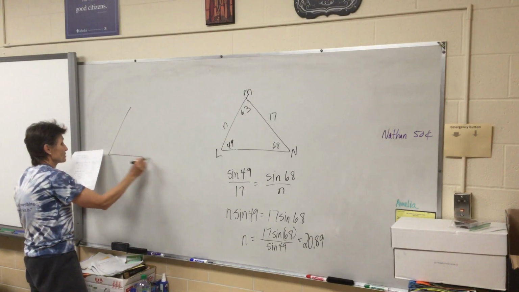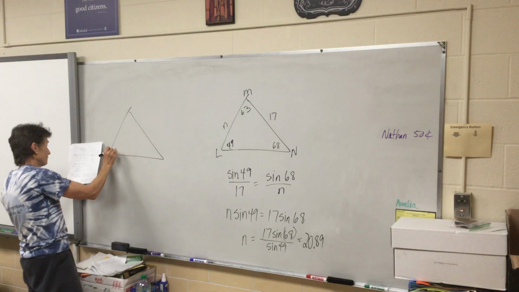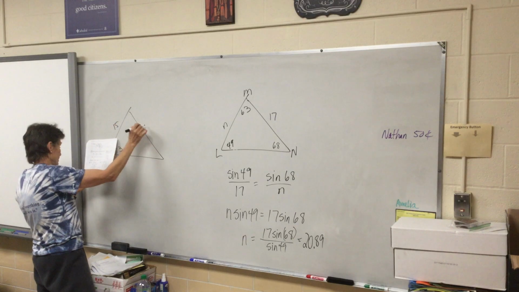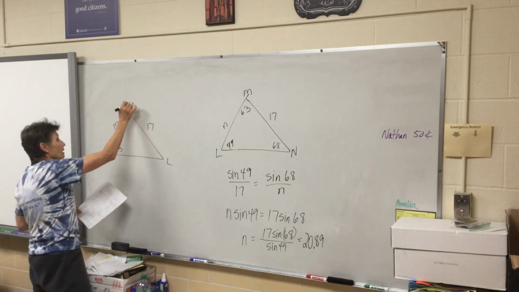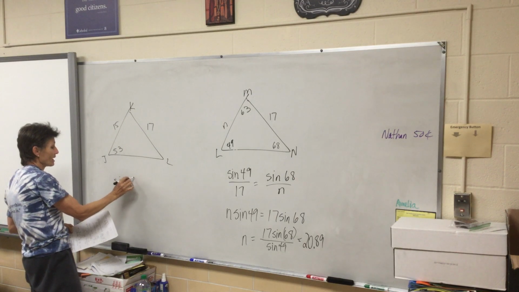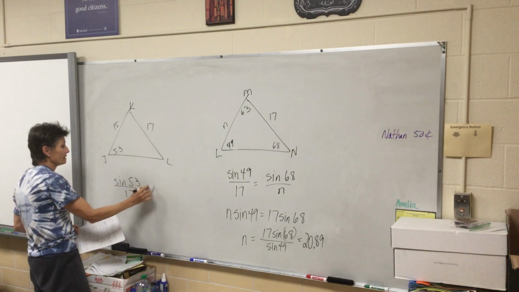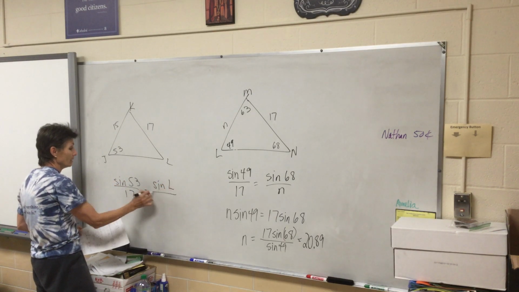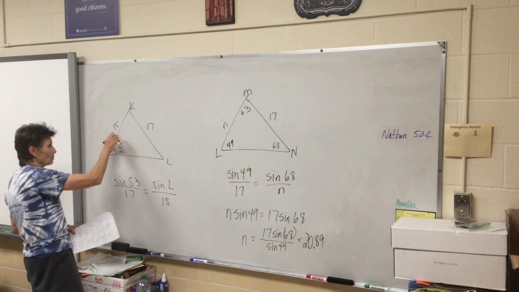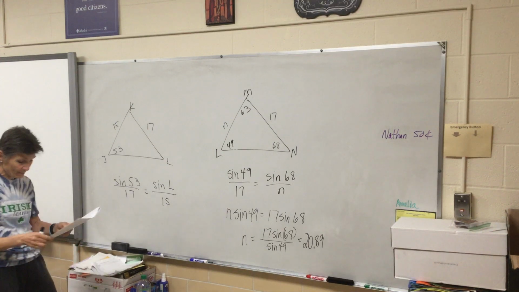Another one, this one's a little more complicated, but it uses the same thing as over here. See this pair right here? That's a law of sines problem. So sine 53 over 17 equals sine L over 15.